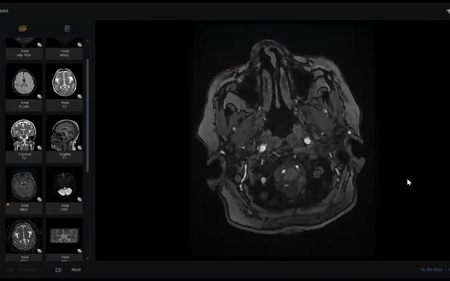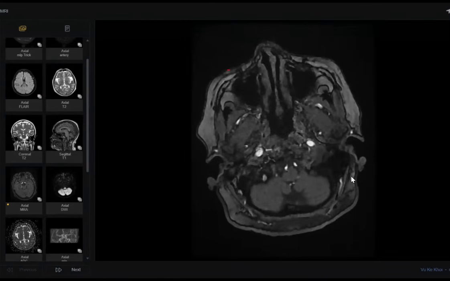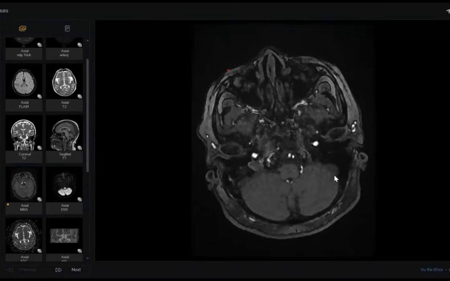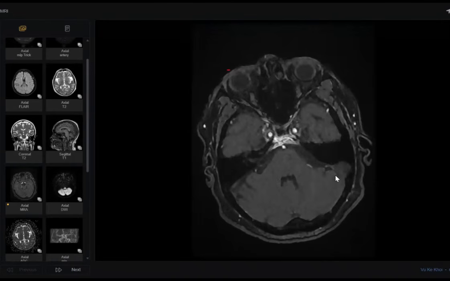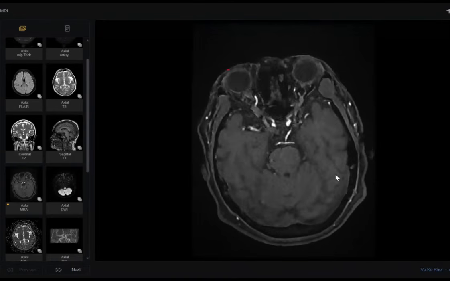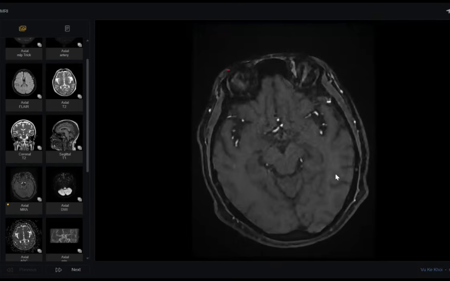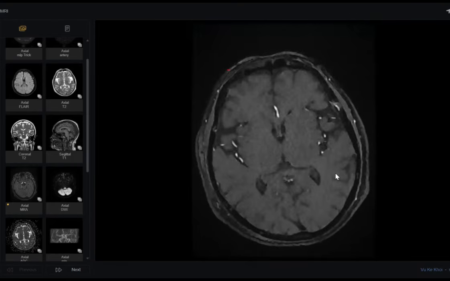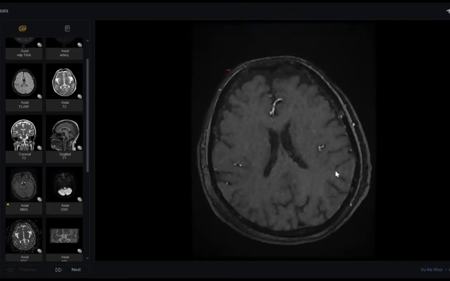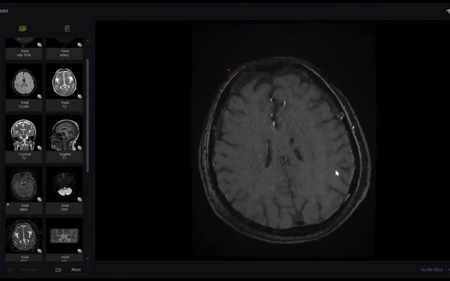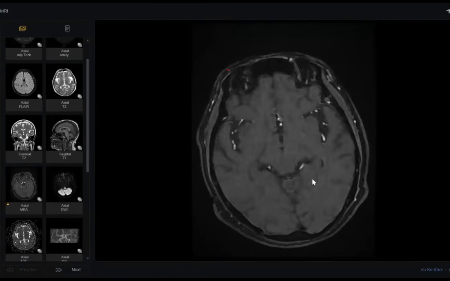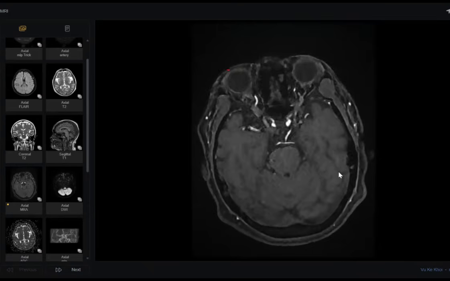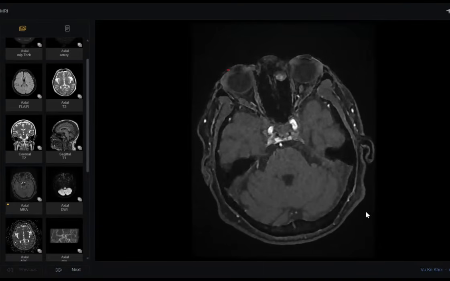Okay, I can see that there is a filling defect here in the left vertebral artery. And yes, the basilar artery appears normal, and there is no other flow void seen. So this could be a thrombus in the left vertebral artery, but I do not see any area of altered signal in the parenchyma. One second.